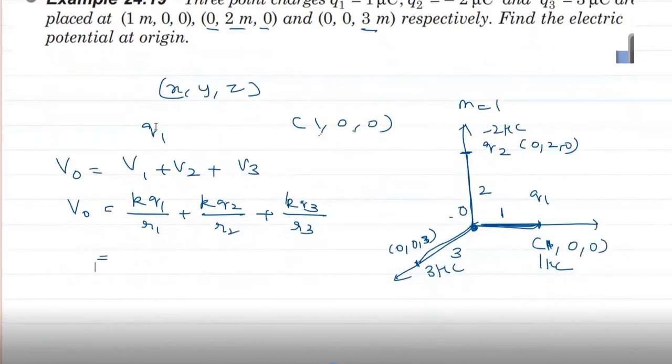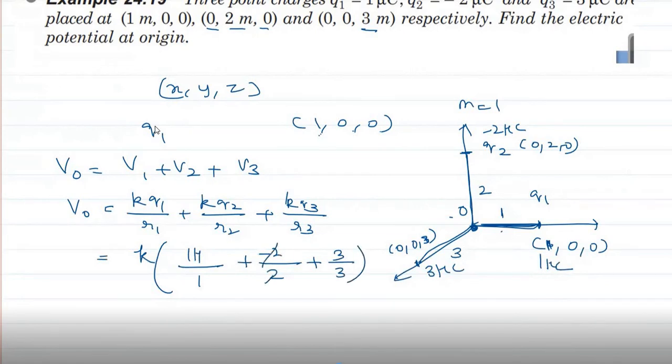So what is the value of K? K is a constant, so I am taking it outside. Q1 value, what have they given? 1 microcoulomb divided by what is the distance? 1. Plus Q2 is what? Minus 2 divided by what is the distance? 2. Then plus Q3 is what? 3 by 3. So this becomes 1, this becomes 1. So what will happen? 1 minus 1 plus 1. So you will get only K into 1. That is nothing but 9 into 10 to the power 9 volt or joule per coulomb. Clear?